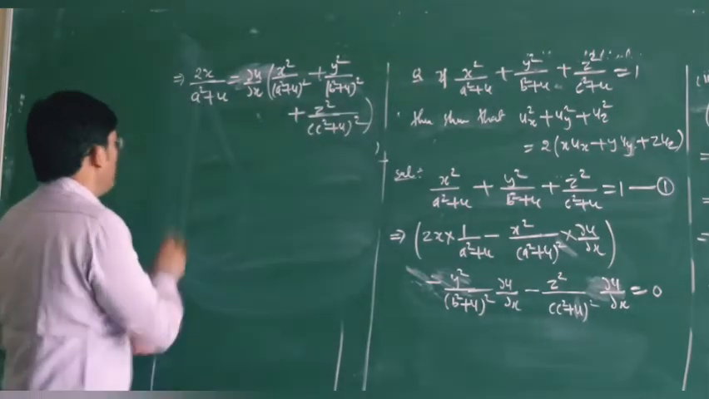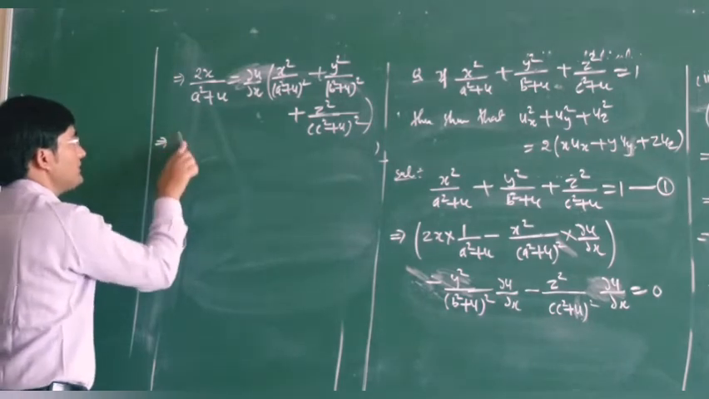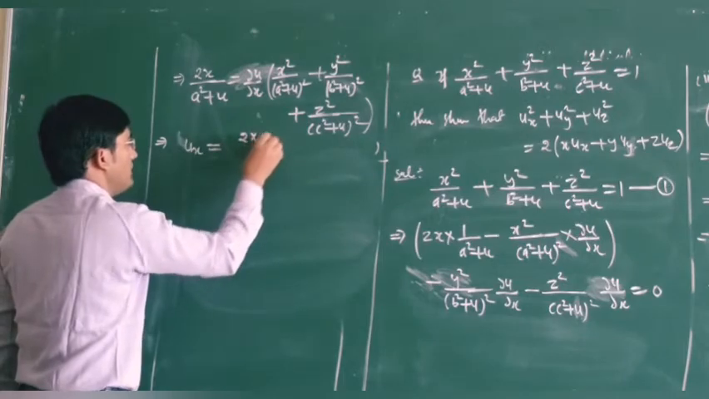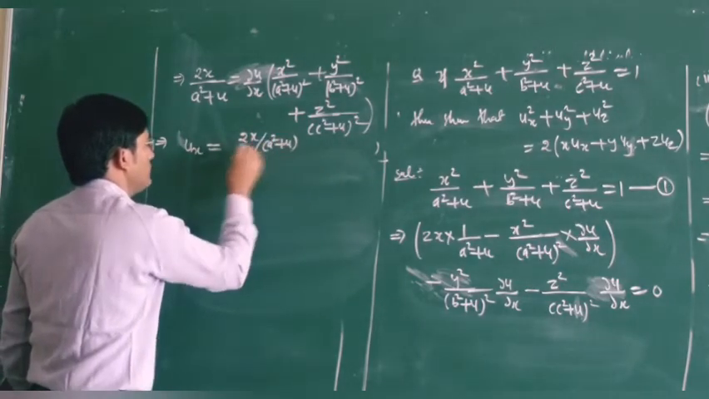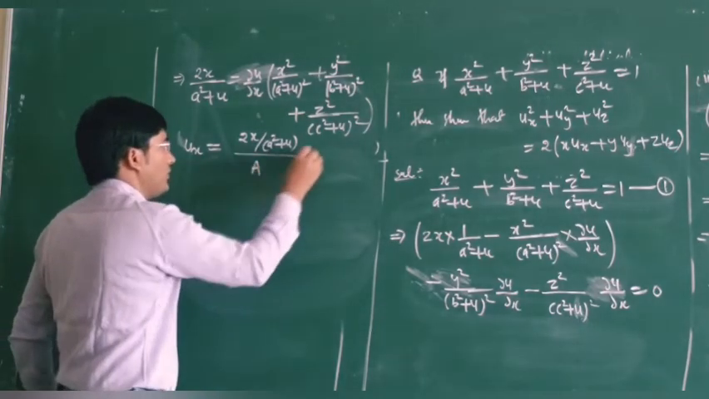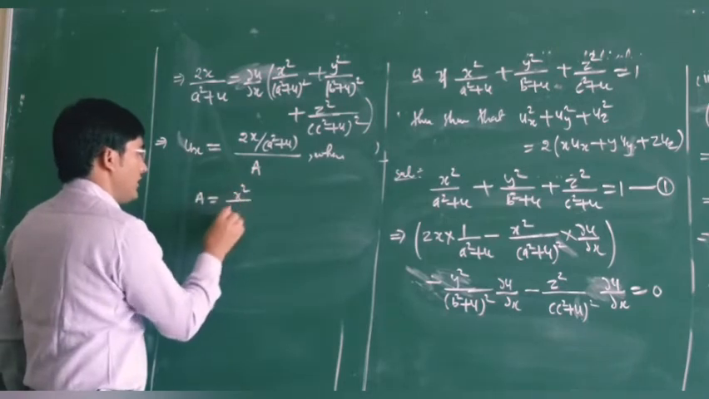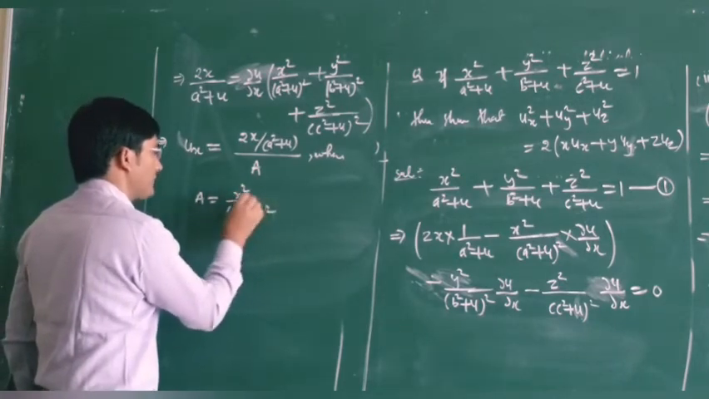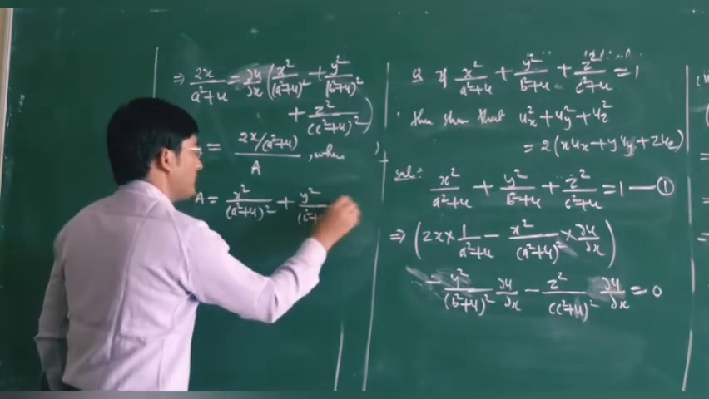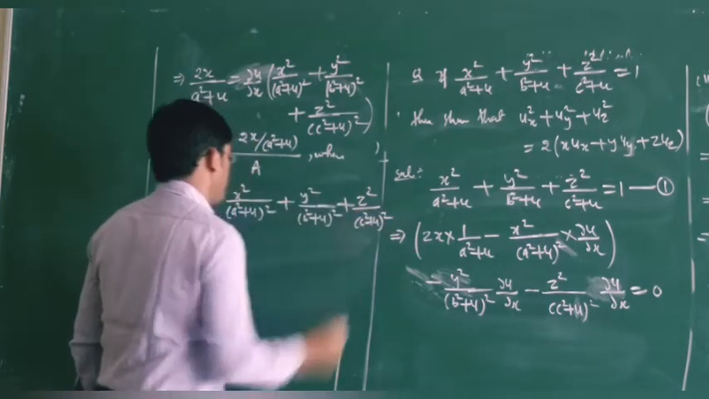Now the value of ∂u/∂x will be, from here, u_x will be 2x/(a²+u) divided by this bracket. Let us assume this bracket as capital A, where A is equal to x²/(a²+u)² + y²/(b²+u)² + z²/(c²+u)².